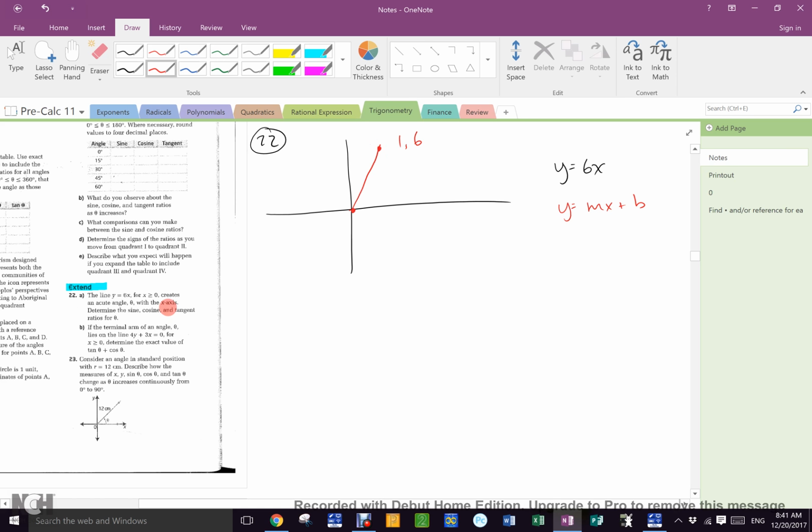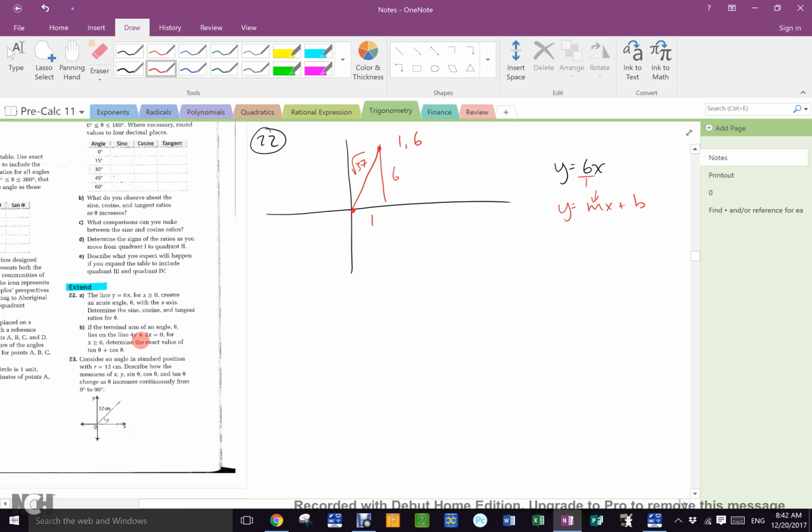It creates an acute angle with the x-axis. So we're done. We know 1 and 6. That's 6, that's 1. This is the root of 37. Then I do sine, cos, tan. Yes? How do you know it's 1 and 6? Because if it's 6x, does that mean the slope... No. In this form, remember, Max, that's the slope, right? And remember, slope is rise over run, right? So this is really 6 over 1, yeah? So I rose 6 and I ran 1.